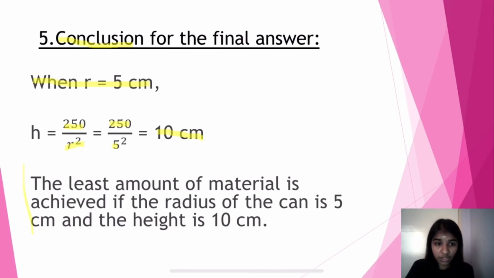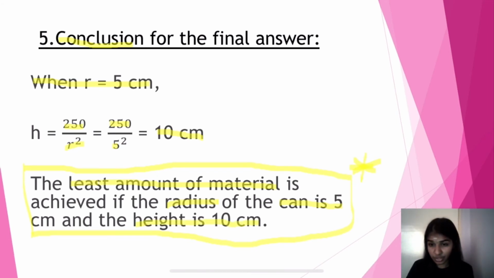So now we need to make a final conclusion for this question. This one is very important, so I'll just mark it with a star to indicate that it's very important. So the least amount of material is achieved if the radius, which is the r, of the cylindrical can is 5 cm and the height is 10 cm. Therefore, we have done this question completely. That is how we get to know that differentiation can actually be used in our daily life. That's all from me. Thank you very much.